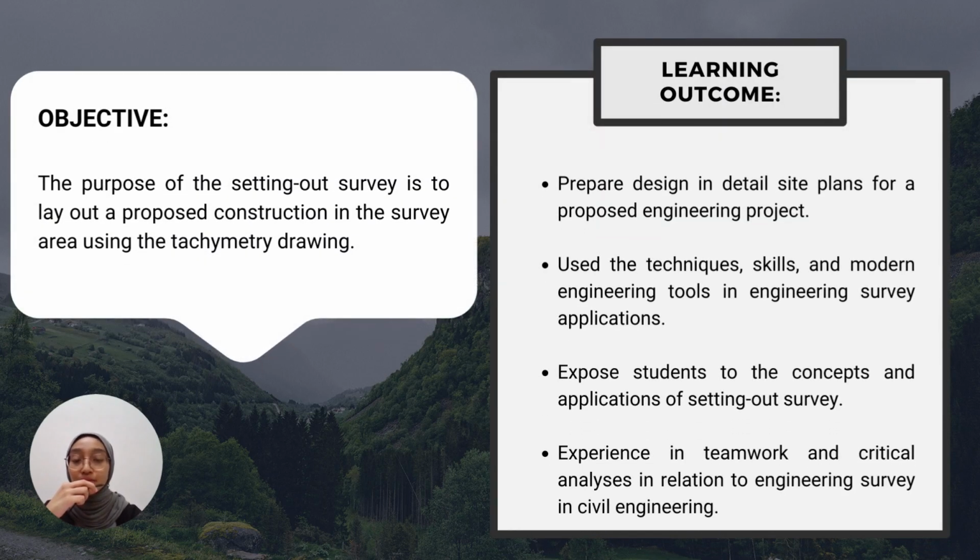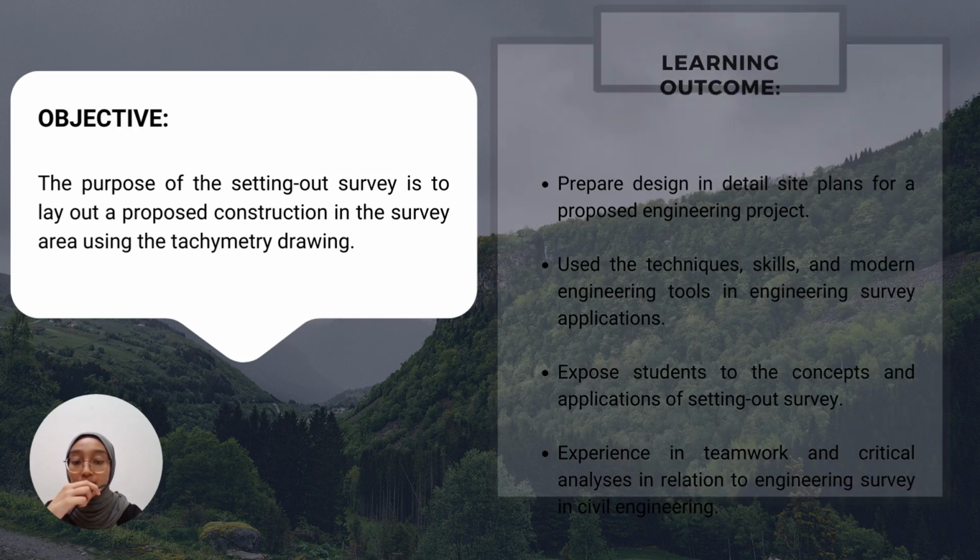Let's get started with our group project. The purpose of this setting out survey is to lay out a proposed construction in the survey area using the tachymetry drawing. Throughout this group project, students should be able to prepare design in detail site plans for a proposed engineering project, use the techniques, skills, and modern engineering tools in engineering survey applications, expose students to the concepts and applications of setting out survey, experience in teamwork, and critical analysis in relation to engineering survey in civil engineering.